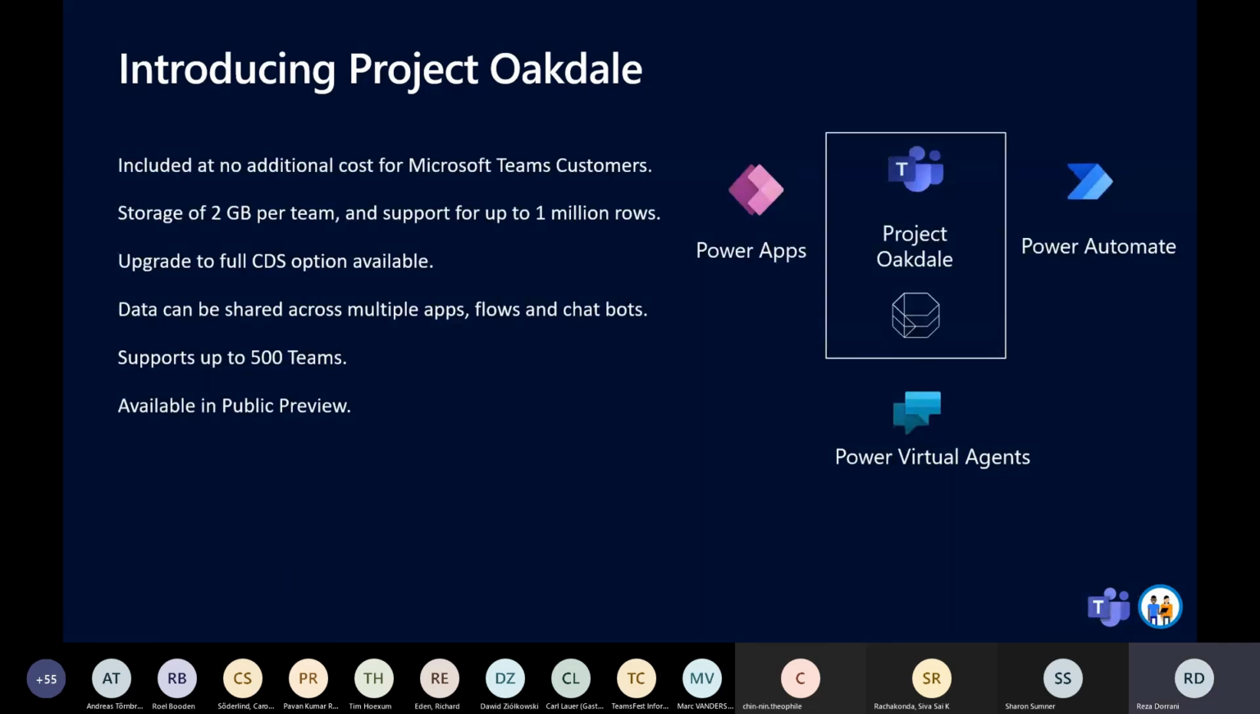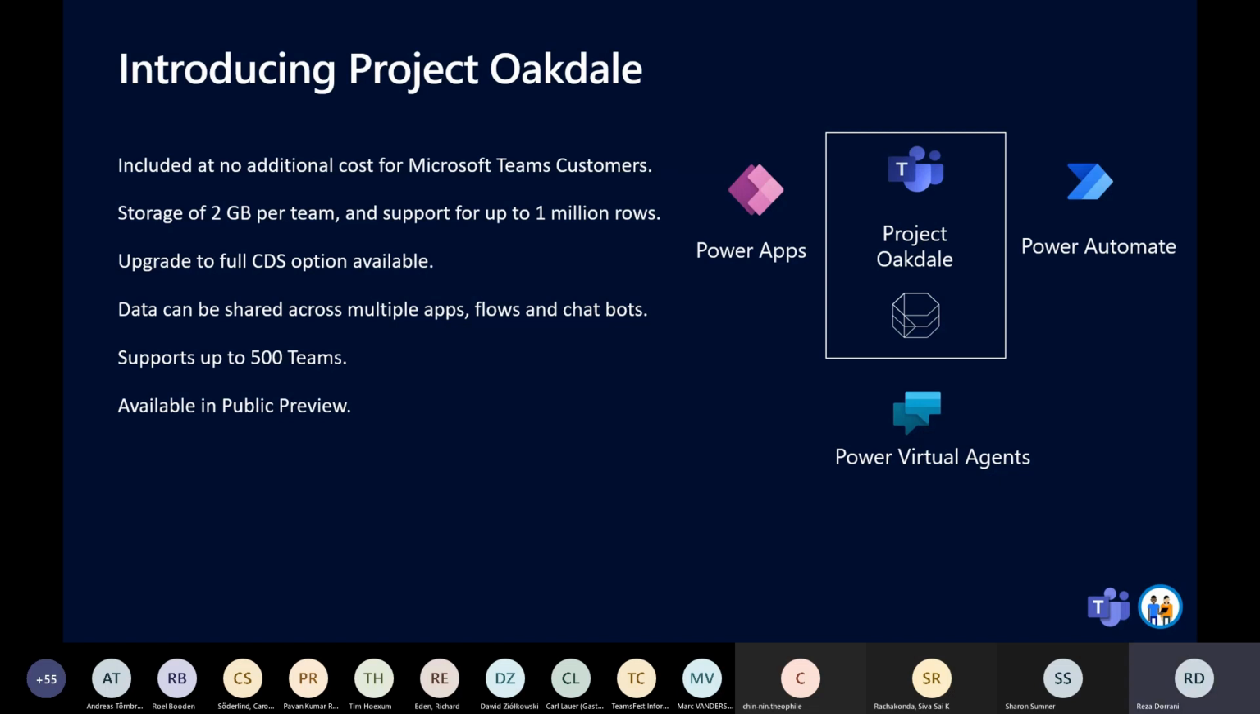Continuing on Project Oakdale, it's included at no additional cost for Teams customers, basically your Office license covers you for this. The data platform, which is Project Oakdale, the storage capacity is 2 GB. And this is a hard limit. So you have a 2 GB storage capacity or up to 1 million rows, basically, of data in that database that gets created for you within the context of your Microsoft team.